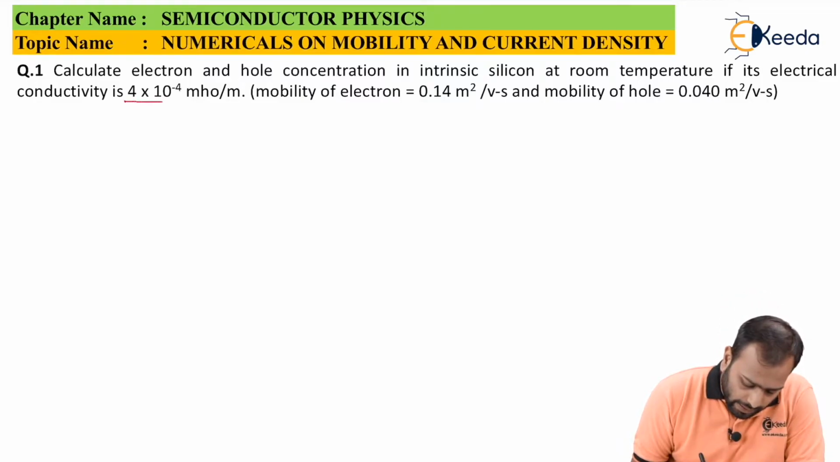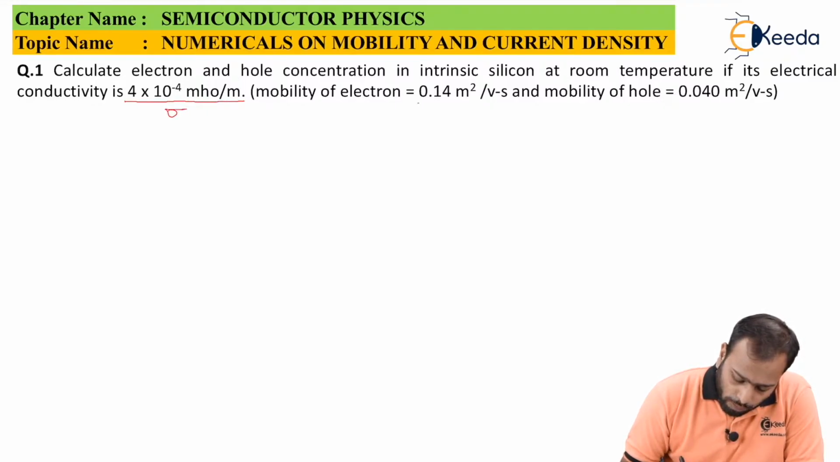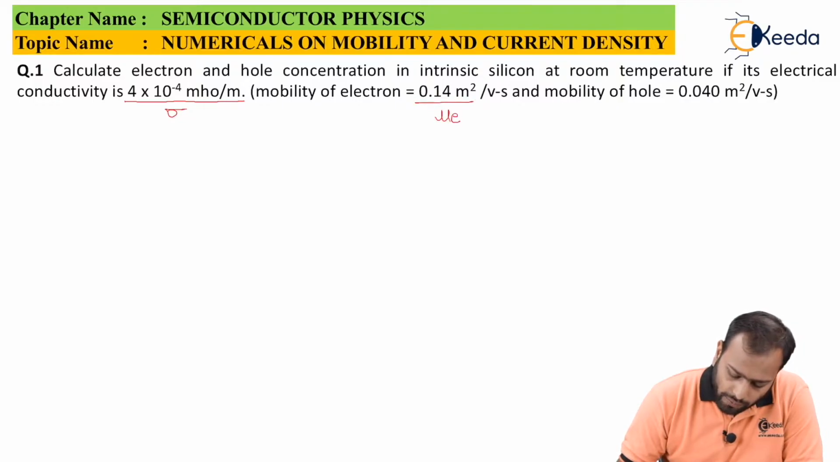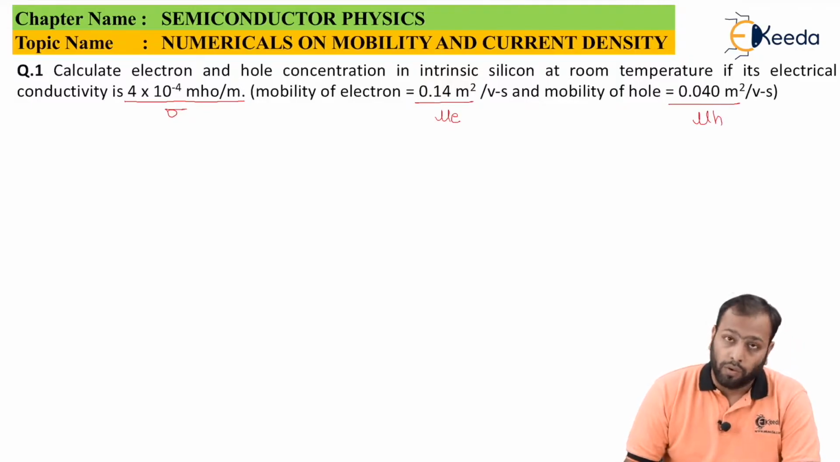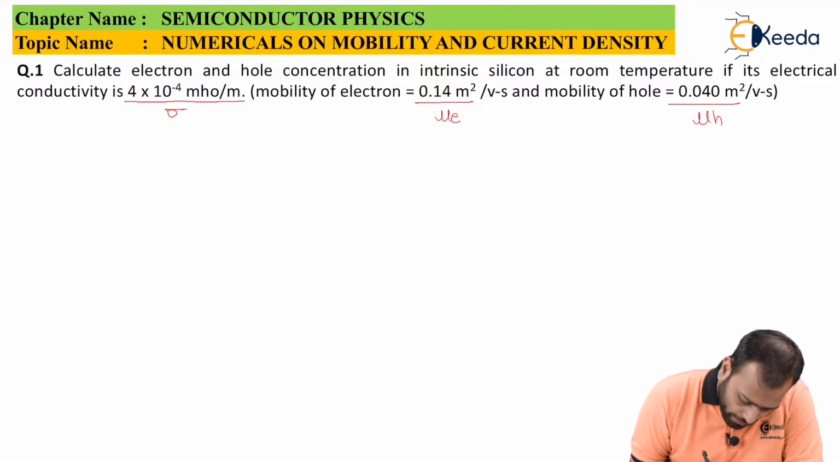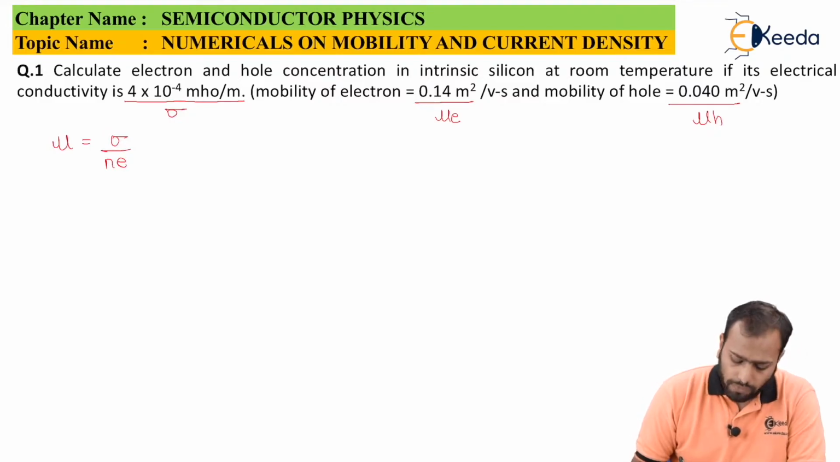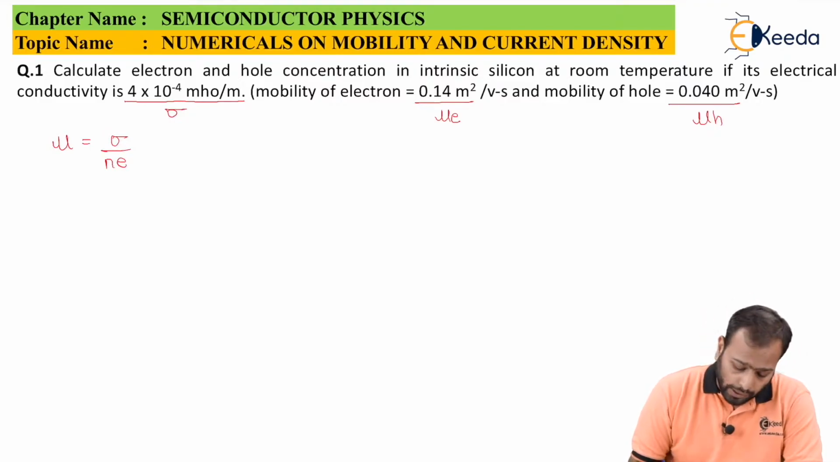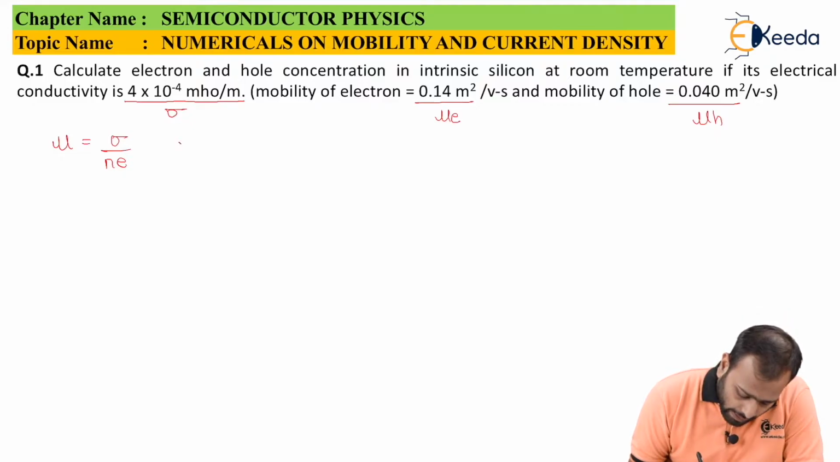This is nothing but sigma. We are given mobility of electrons, it means we are given mu e, and we are given mobility of holes, it means we are given mu h. Now, we know a formula that mu is nothing but sigma upon n into e. This is the generic formula. So, I can say that sigma is nothing but mu into n e.